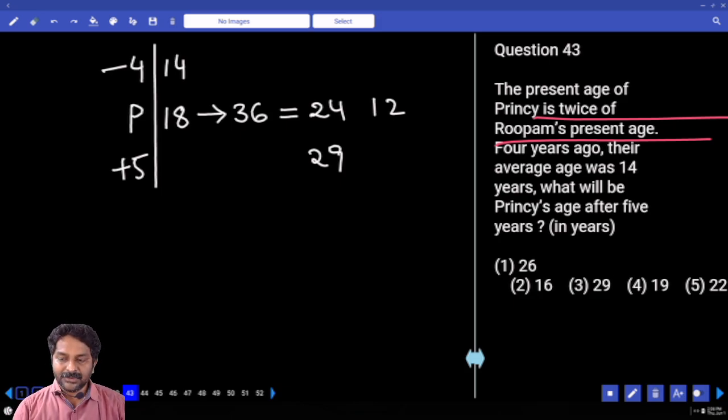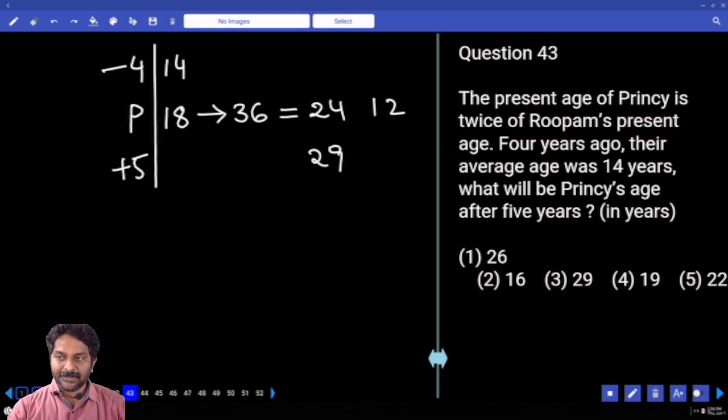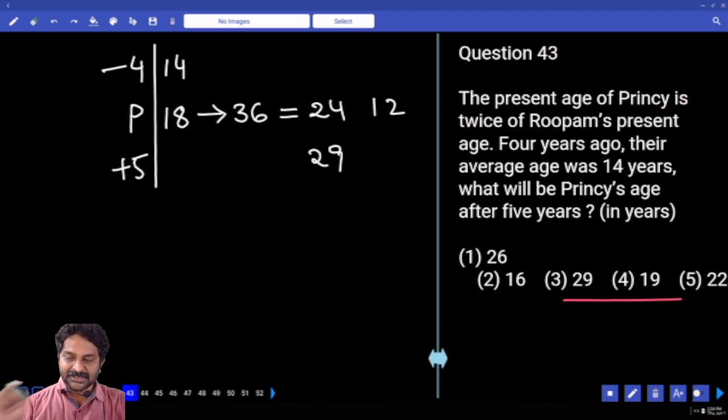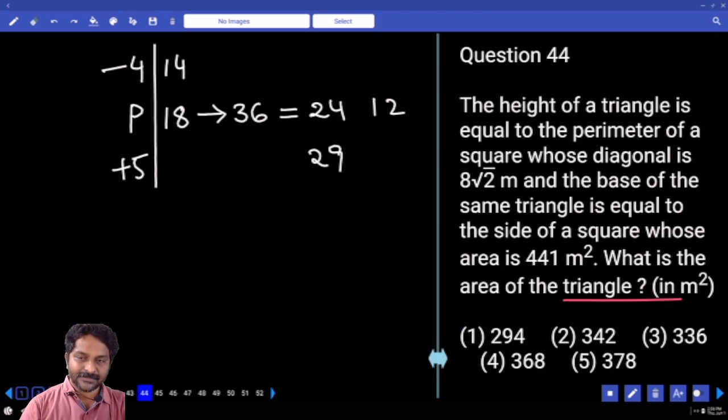Before going to the solution, you need to check one more thing. When you know Princi's age is twice Rupam's, Princi's age is a multiple of 2, right? That means it is an even number. The question is about after 5 years. That means you are adding 5 years. That means the answer must be an odd number. 2 options are there. If there is only one odd number, the answer is done.